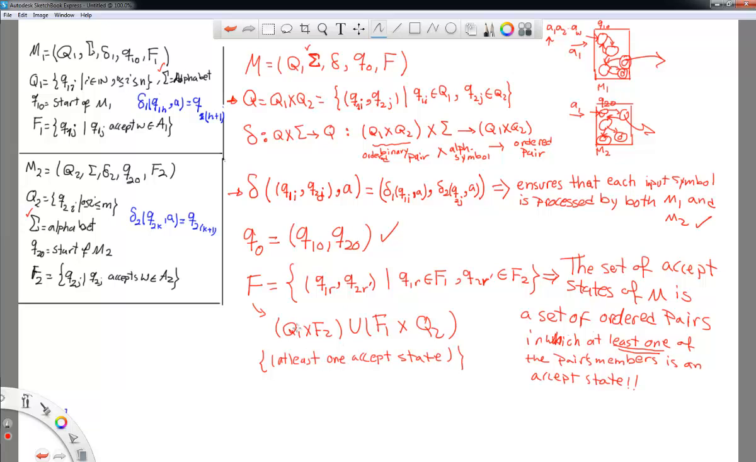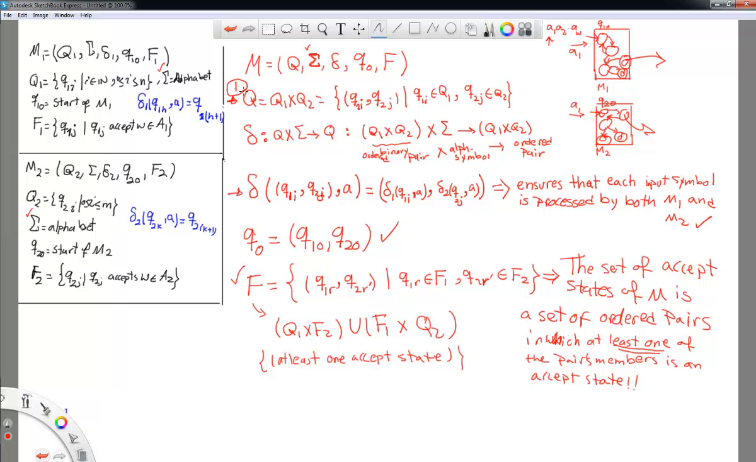Okay, so if the first state is any state from the first machine, but the second state is an accept state from the second machine, or in this cross product here, if the first state, Q sub 1 I, is an accept state, and the second state is any state, then my machine accepts. So if either one of the states in my ordered pair is an accept state, then my machine accepts. So this covers all the 5 aspects.